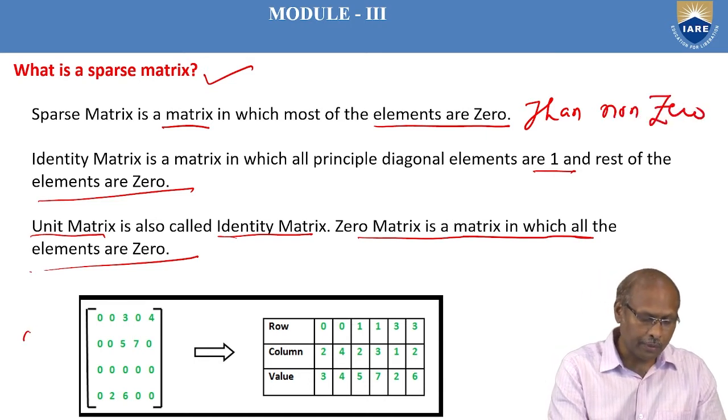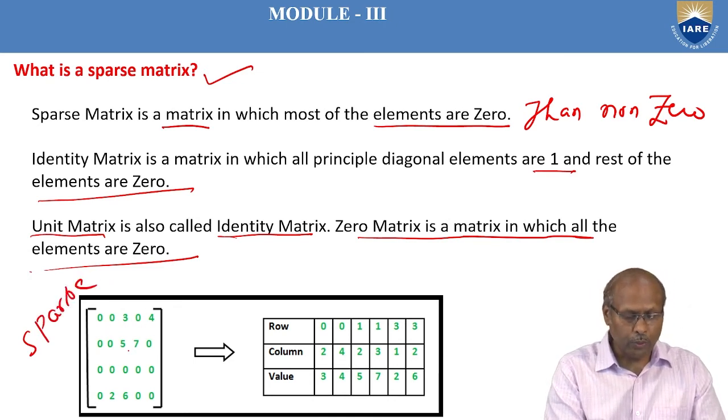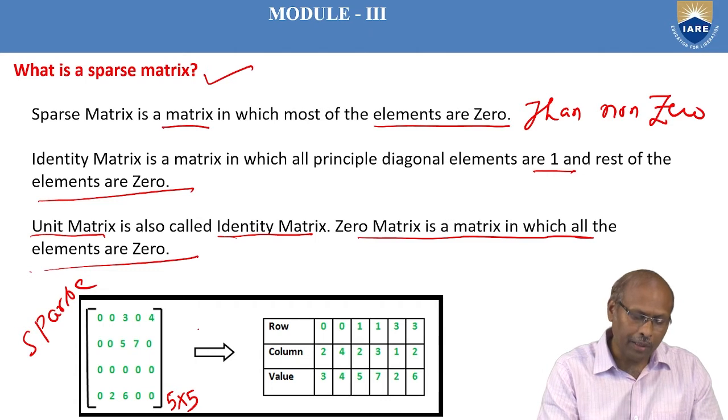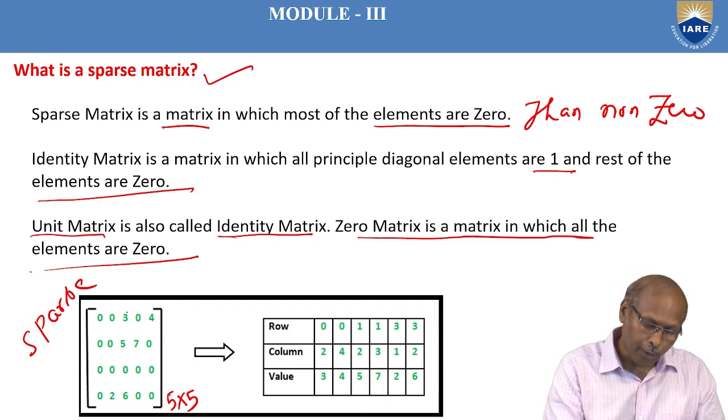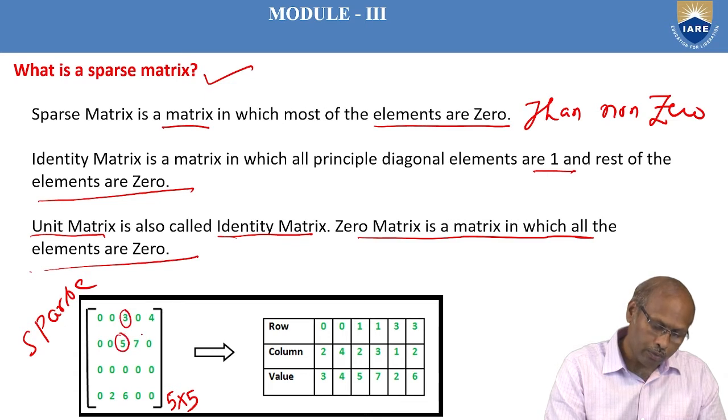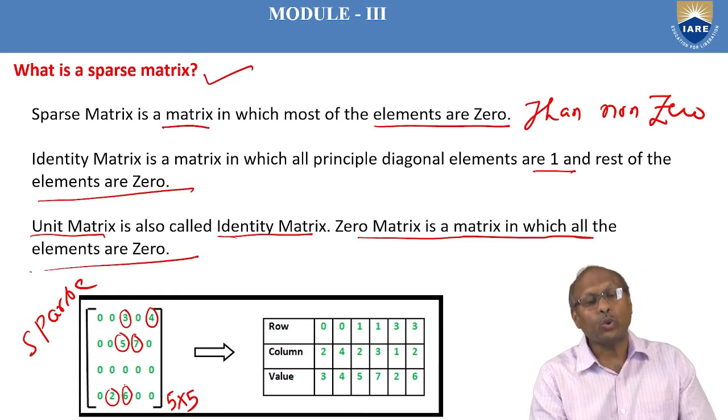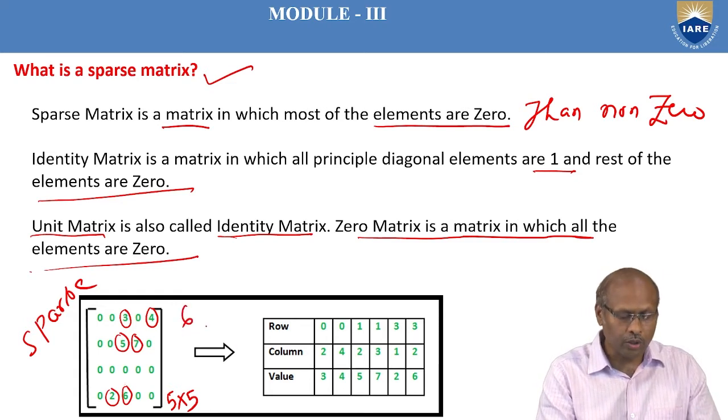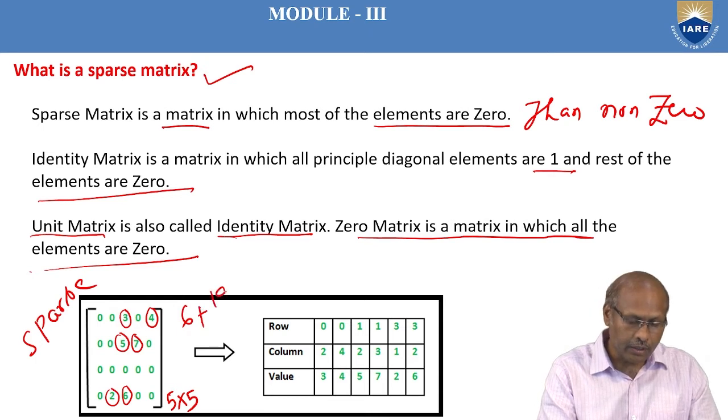For example, here this is a sparse matrix. See the diagram: 0, 0, 3, 0, 4, 0, 0, 5, 7, 0, 0, 0, 0, 0, 2, 6, 0. Now it is a 5 by 5 matrix. So here how many elements are there? Totally 25 elements. Out of 25, how many non-zeros are there? 1, 2, 3, 4, 5, 6. Only 6. Out of 25, 6 are non-zero and 19 are 0. That means zeros are more. This is 0, this is non-zero. That's why it is a sparse matrix.